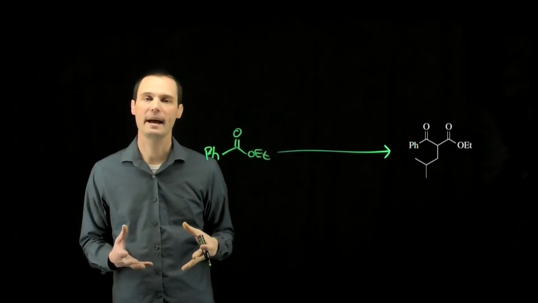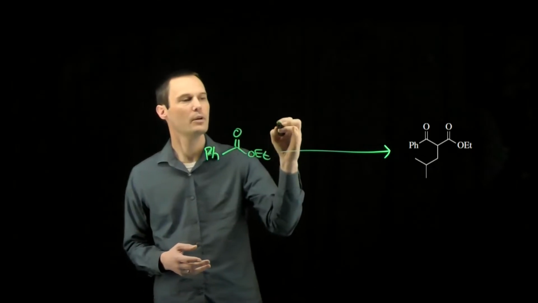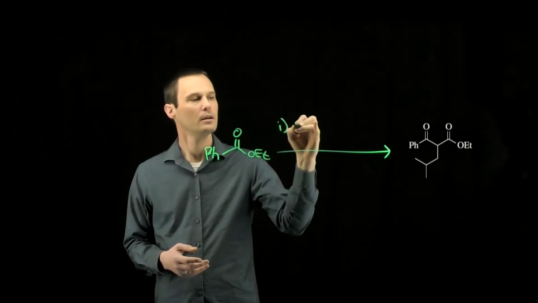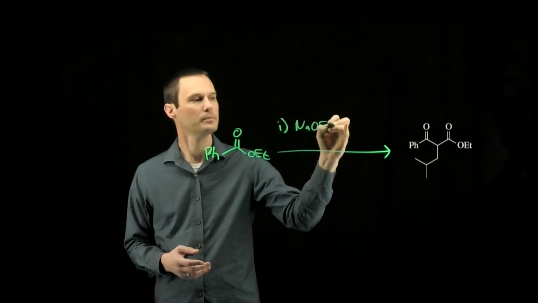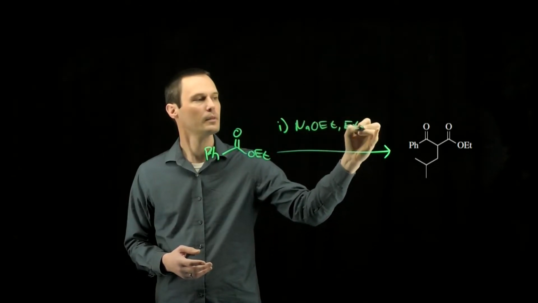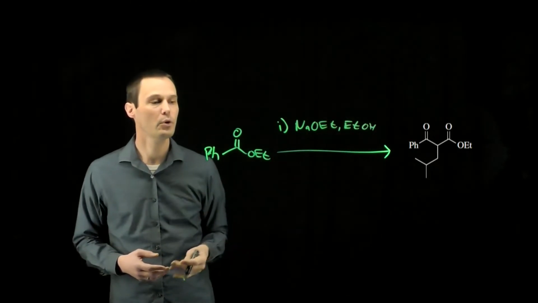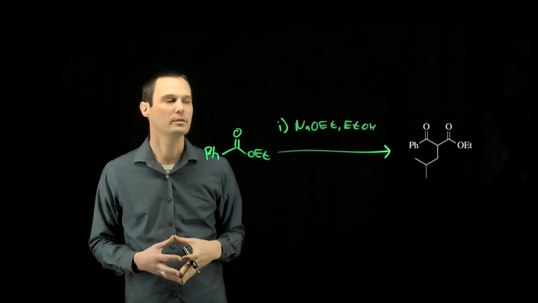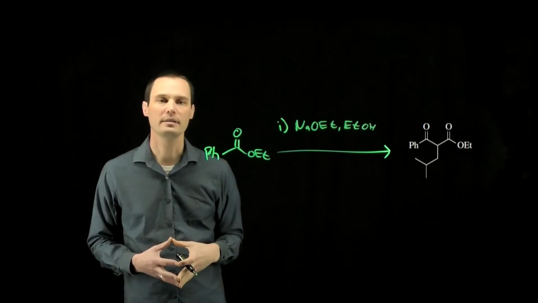Notice that this ester does not have any enolizable protons, so that when I add sodium ethoxide, there's no enolate that can form, and so this molecule will not undergo a self-Claisen reaction.